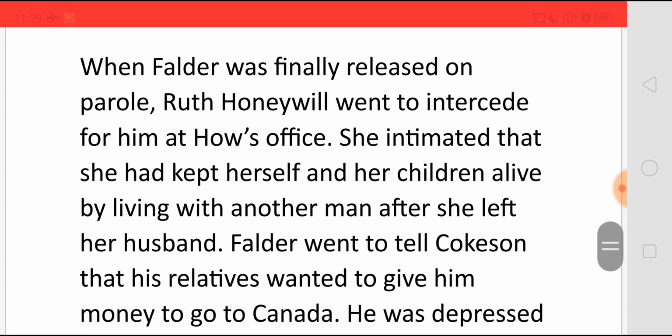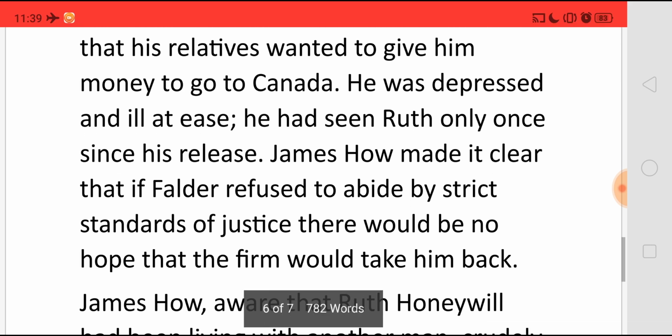And when Falder is finally released on parole, Ruth went to intercede for him at the home office, and she says to them that she is living with another man because she was not able to earn her own living. So she has left her husband now, but she is living with another man, and she also requests them to give back his job. And Falder goes to Coxon, and he says that he also wants to leave that place and go, but he is not able to work anywhere else and earn his living. So he is totally depressed and he is ill at ease.